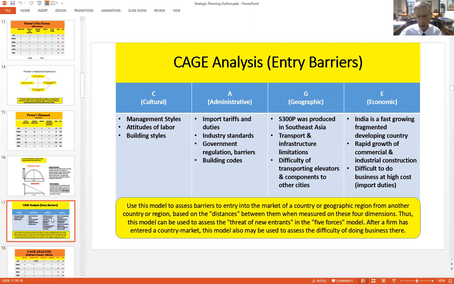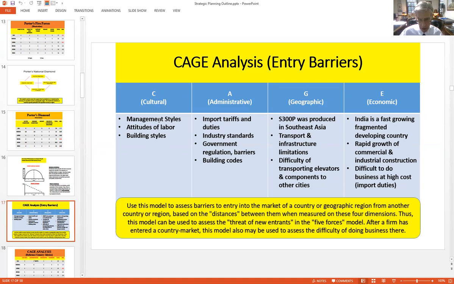Here we are. Pankaj Ghemawat's CAGE analysis: cultural, administrative, geographic, and economic differences between the home country where your company is located and the country where you want to offer your product or service. And differences between your country's culture and the target country's culture can really make a difference in how you have to offer your product or service.